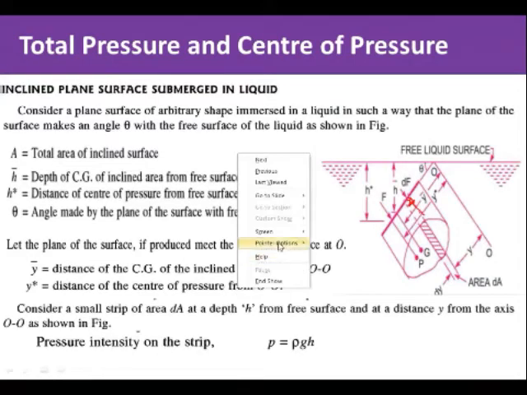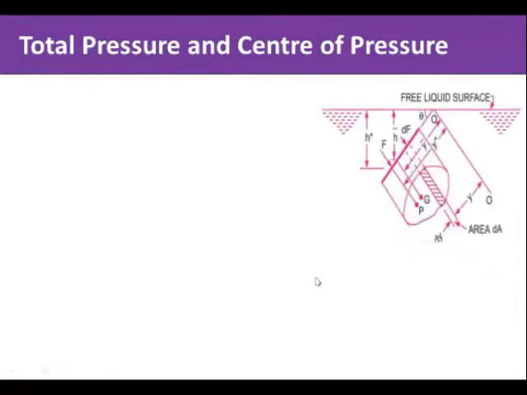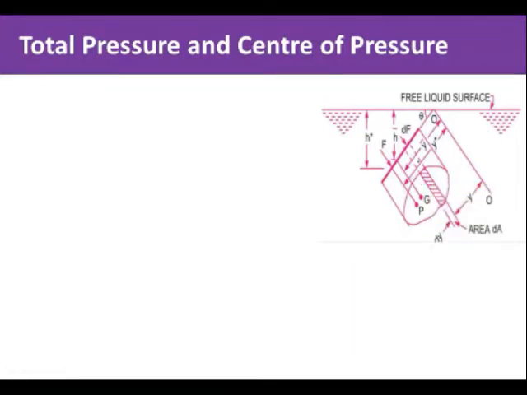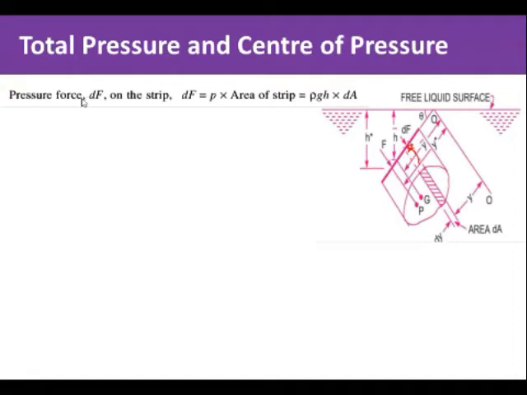Now the pressure acting on the strip is P equals rho g h. So the pressure force acting on the strip, dF, will be pressure into area of the strip. So it is rho g h into the area of the strip, dA. So the force acting, dF, is rho g h dA.